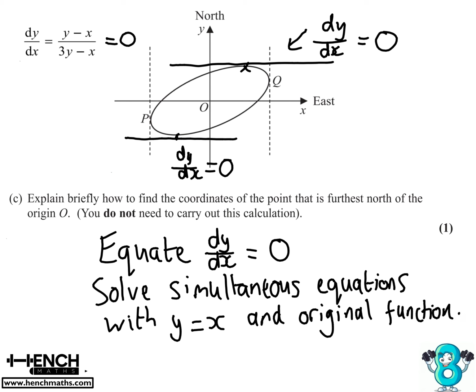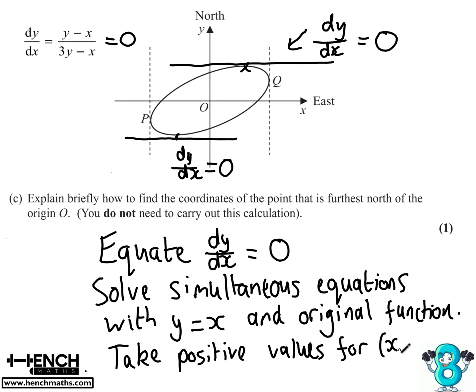Would that be enough? Actually, what we would then need to do is make sure, because there are 2 possible solutions, that we take the positive solutions for x and y. So that's 10 marks banked for question 9.